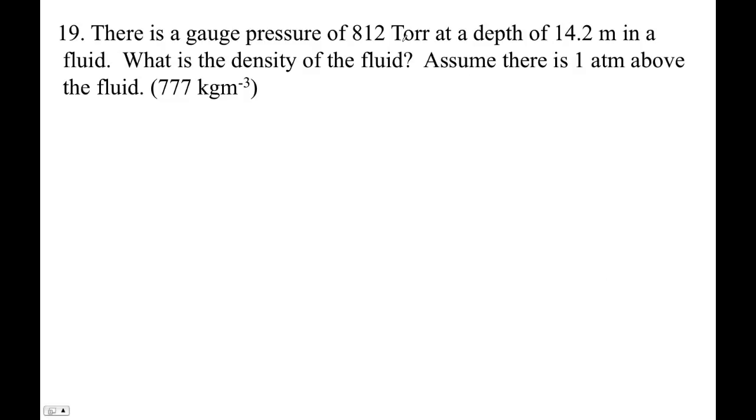There's a gauge pressure of 812 torr at a depth of 14.2 meters in a fluid. What's the density of the fluid? Assume there's 1 atmosphere above the fluid. There we go. Okay, so here's this fluid.